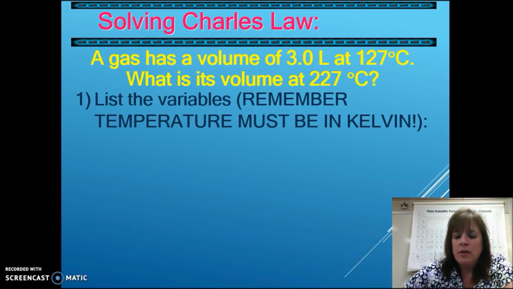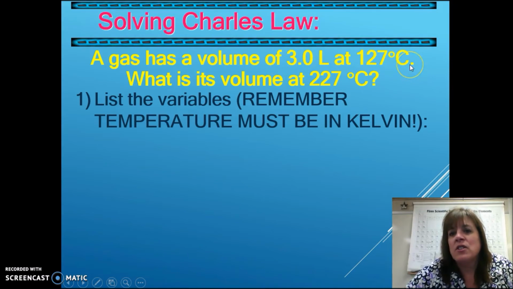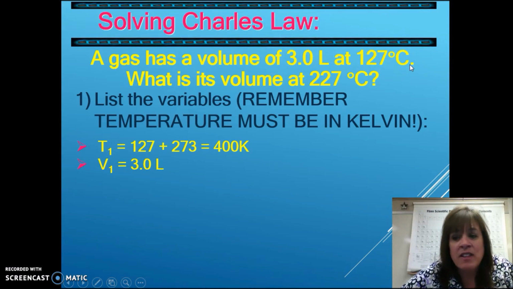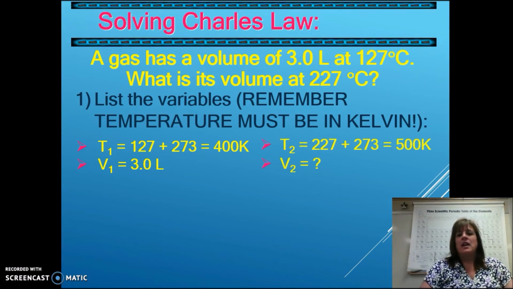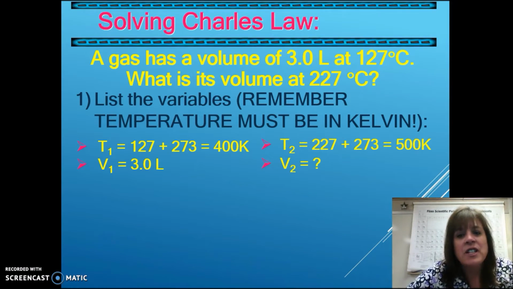All right, so let's list our variables out. There's our "at" up here. So our conditions for T1 and V1 are 3 liters at 127 degrees Celsius. So we add 273, that's 400 Kelvin for our T1. And then our T2, again, add 273, that's 500 Kelvin.